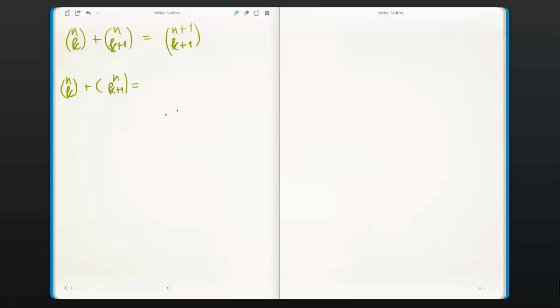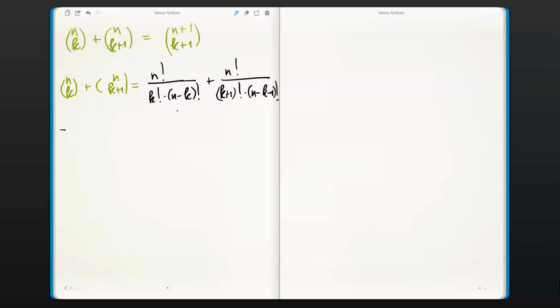Let's rewrite the binomial coefficients. So we have n factorial divided over k factorial times n minus k factorial, plus n factorial divided over k plus 1 factorial times n minus k minus 1 factorial. I hope you can follow me. I'm just subtracting k and 1 at the same time.